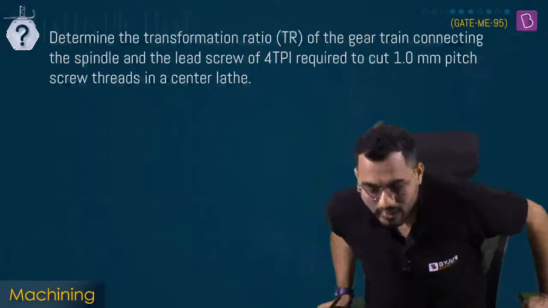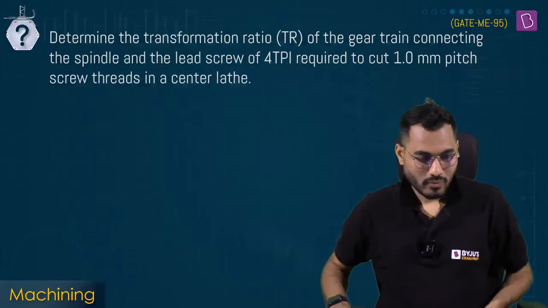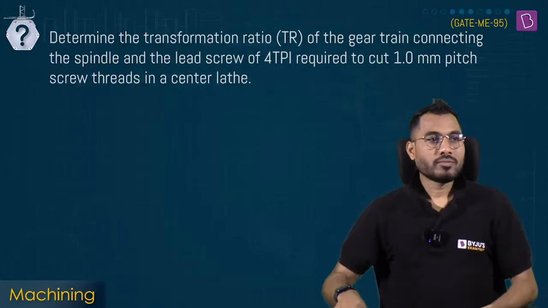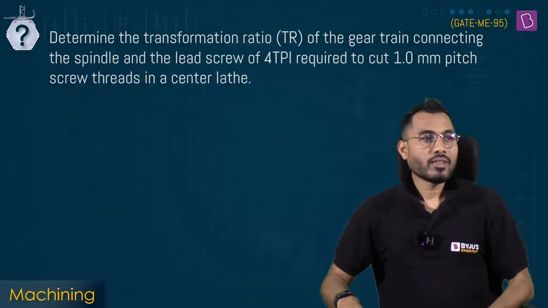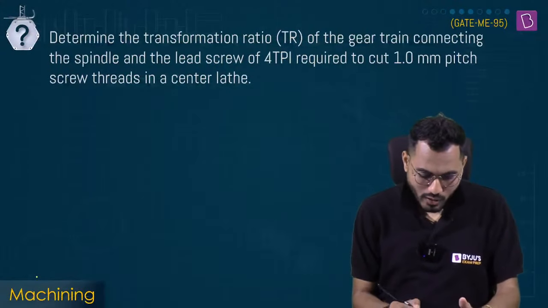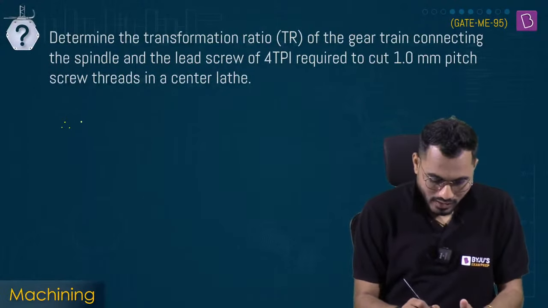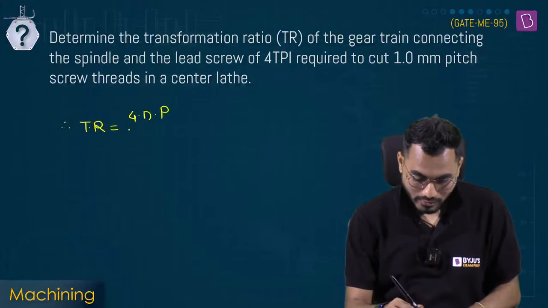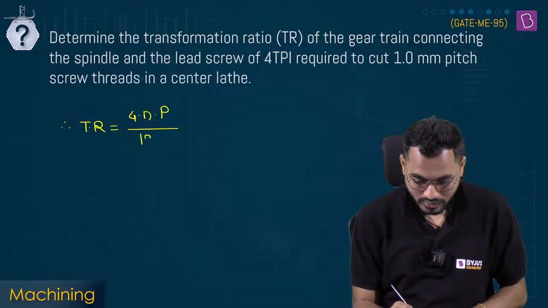Is there any answer coming here? So what is the formula? There is a master formula already developed and discussed. That is nothing but a train or transmission ratio is exactly equal to 4 into small n into P divided by 127 threads per inch. Whenever such a question is coming, this is the formula we have to utilize.